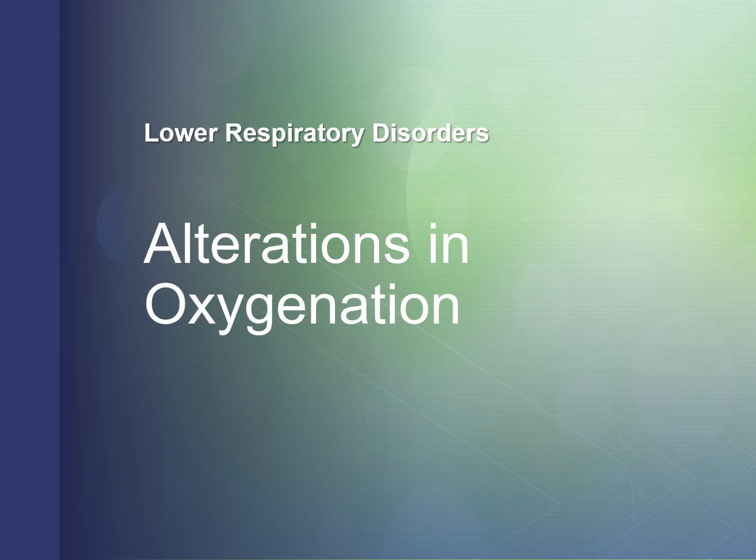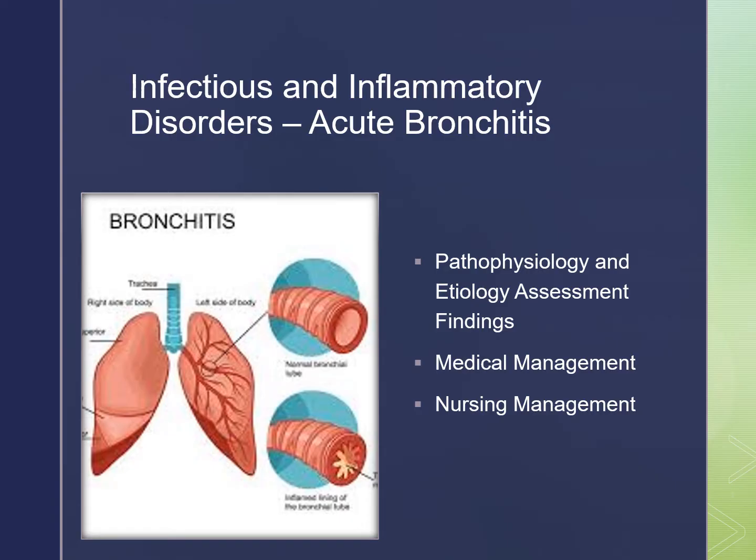Alterations in oxygenation, lower respiratory disorders. Acute bronchitis is inflammation of the mucous membranes in the bronchioles. It can be caused by Haemophilus influenzae, Streptococcus pneumoniae, and Mycoplasma pneumoniae, in addition to fungal infections such as Aspergillus.